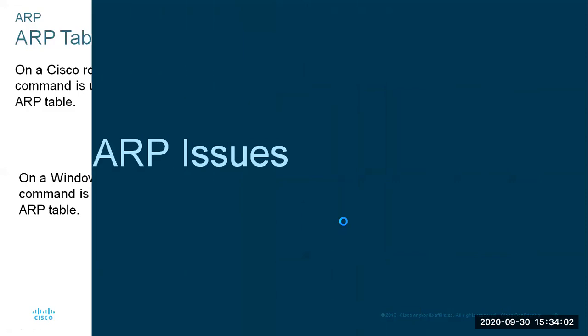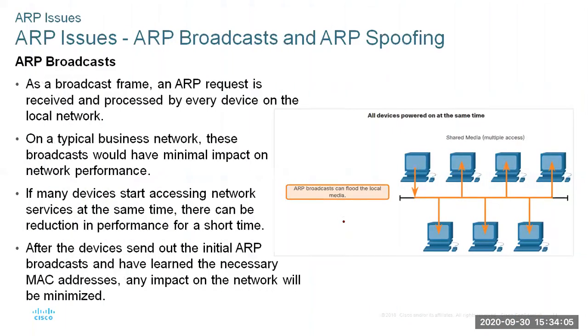Okay, so what are some of the issues that are bound to happen? First of all is broadcast. As a broadcast frame, an ARP request is received and processed by every device on the local network. So it sometimes overwhelms the network. Remember that this is a switch, and the switch has all these ports. So once an ARP request is sent by one device, it goes through all of them and all of them have to process it.